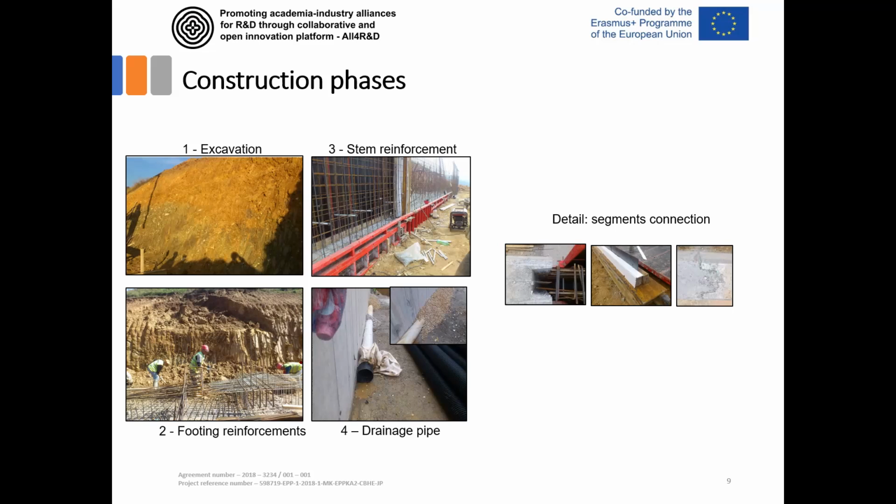The construction phases are shown here in some photographs. Here is the excavation. Then you have a reinforcement of the footing. Then you have a reinforcement of the wall. And then this is a drainage pipe. These are some construction details of the connection between segments of the wall.